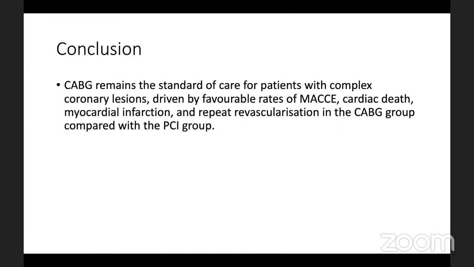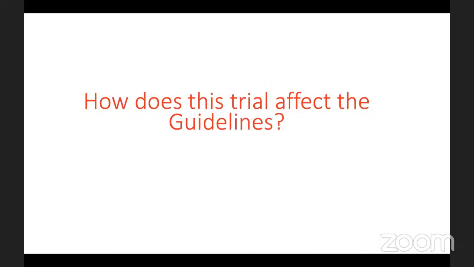So the conclusion from the trial: coronary bypass remained the standard of care for patients with complex coronary lesions, driven by a favorable rate of MACE, cardiac death, MI, and repeat revascularization in the CABG group compared to the PCI group. Now, the big question here is, how does this trial affect the guidelines? When we read any randomized controlled trial or any major trial, the big question after reading is, we have to ask ourselves, how does this affect the guidelines, or how would this affect my practice?